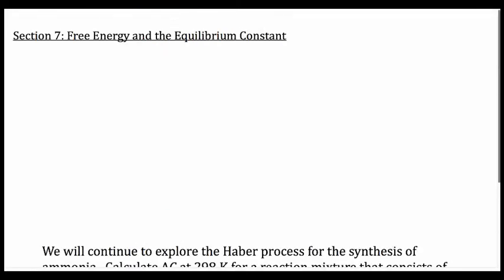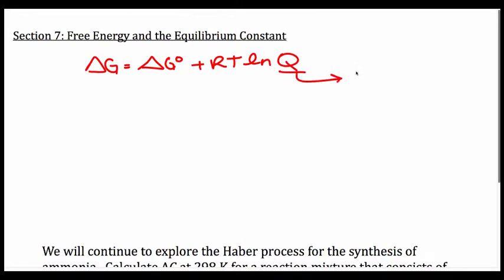The last thing is equilibrium constant and free energy. To calculate something at non-standard conditions, without the little knots, you have delta G equals delta G naught plus RT times the natural log of Q. Remember that Q is that equilibrium expression where we're at initial concentrations or pressures, and it's still the products over reactants.